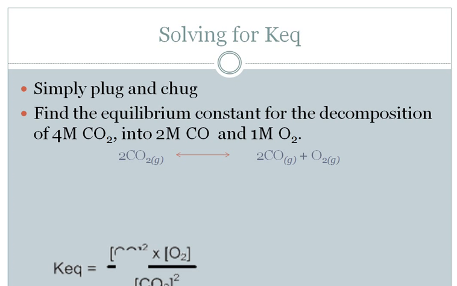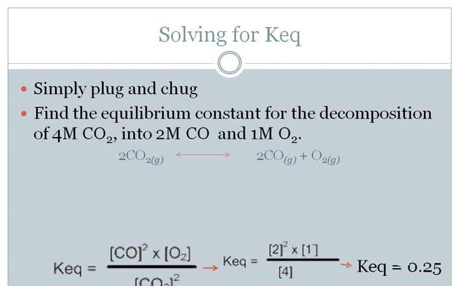First off, the mass action expression would be this. I'm sorry, it's a little cut off there at the bottom. And then we will just simply plug and chug in the concentrations of each reactant and product. And our answer comes out to be 0.25.